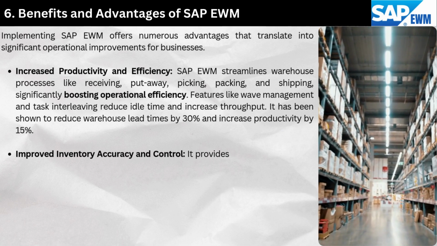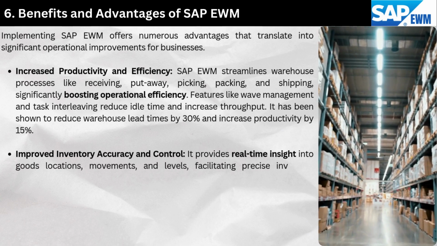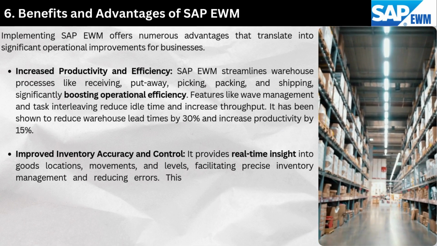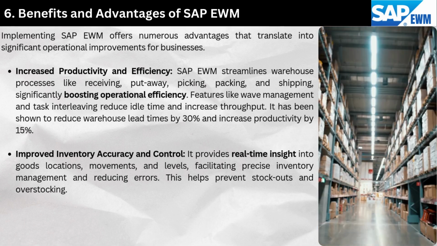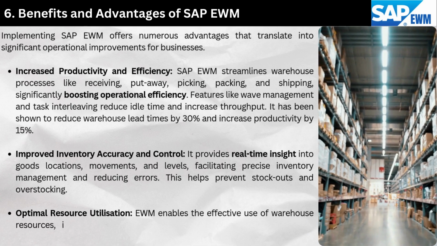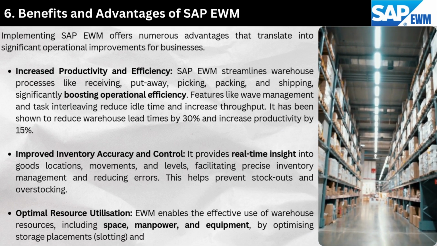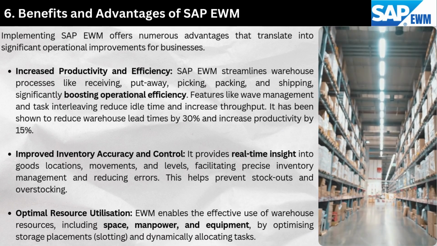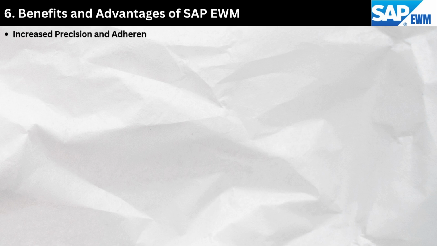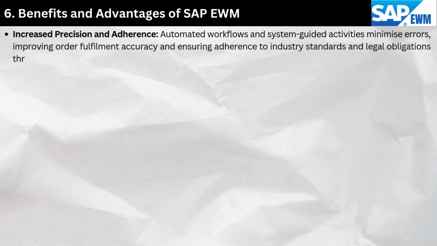Improved inventory accuracy and control. It provides real-time insight into goods locations, movements, and levels, facilitating precise inventory management and reducing errors. This helps prevent stockouts and overstocking. Optimal resource utilization. EWM enables the effective use of warehouse resources, including space, manpower, and equipment, by optimizing storage placements, slotting, and dynamically allocating tasks. Increased precision and adherence. Automated workflows and system-guided activities minimize errors, improving order fulfillment accuracy and ensuring adherence to industry standards and legal obligations through traceability.